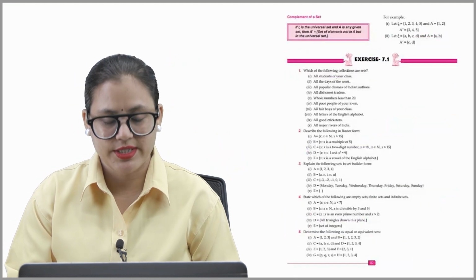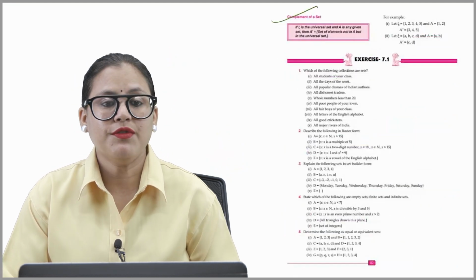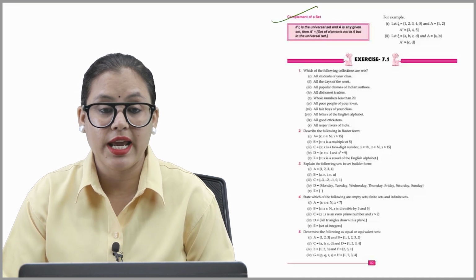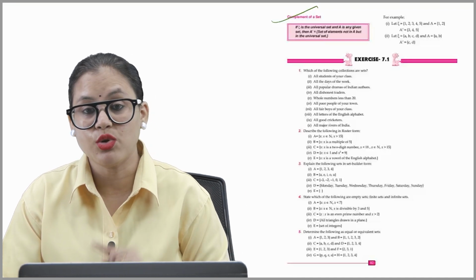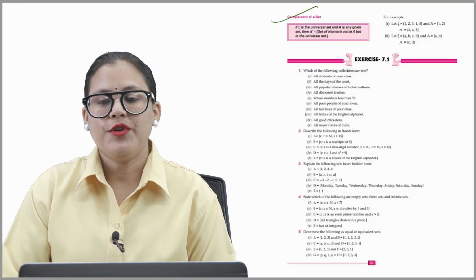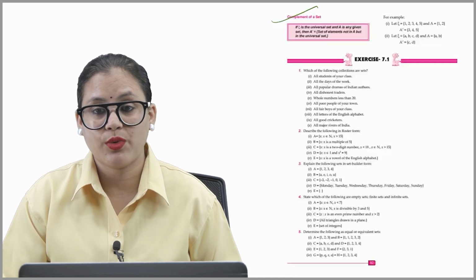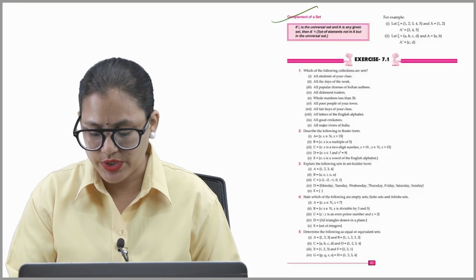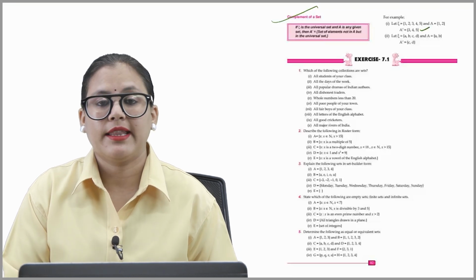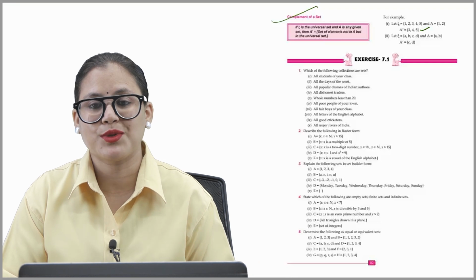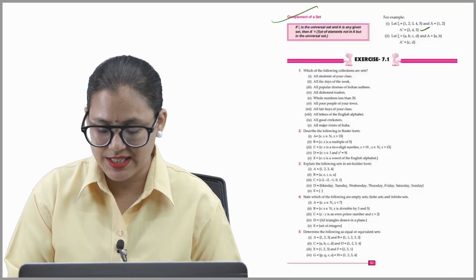Next, complement of a set. If this is the universal set and A is any given set, then A dash is equal to the set of elements not in A but in the universal set. For example, let the universal set be 1, 2, 3, 4, 5 and A be 1, 2. Then A dash is what? 3, 4 and 5. Okay, and in the next example, let the universal set be A, B, C, D and A be A, B. Then A dash is C and D.